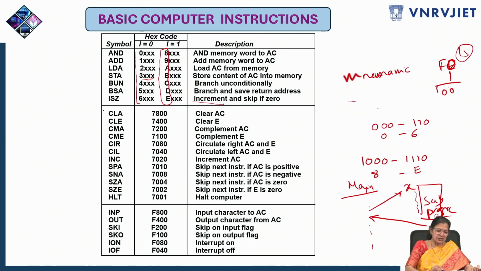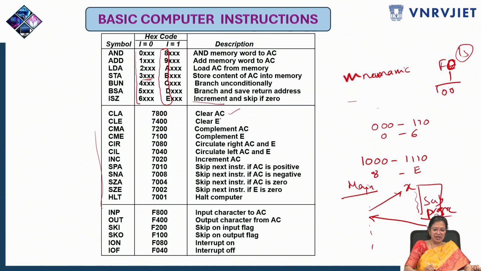Then coming to the second group of instructions, which are the register reference instructions. If you observe the format for this, the opcode has been defined by making 1 bit at a time 1 in the remaining 12 bits address field.